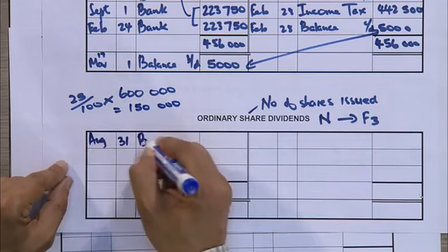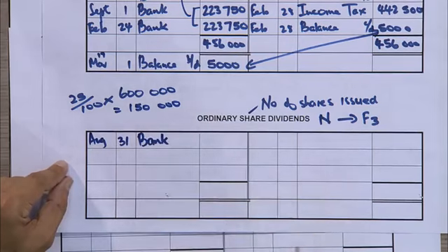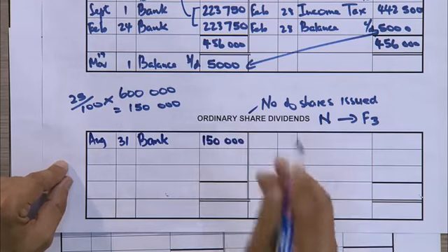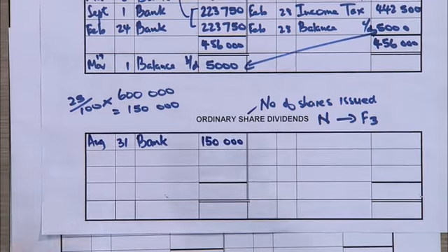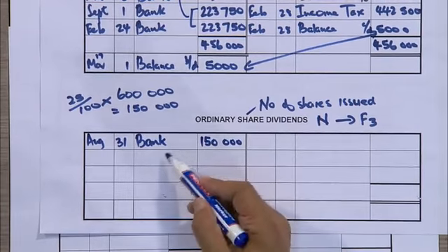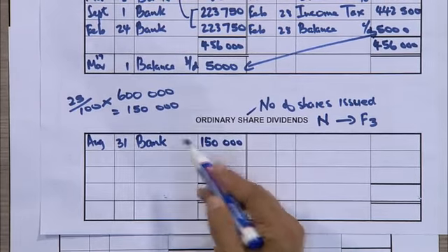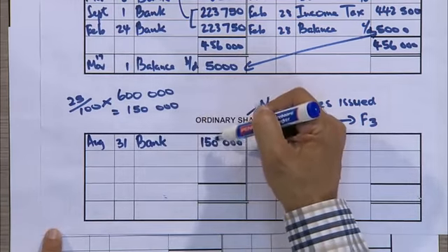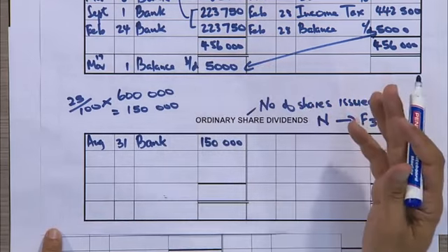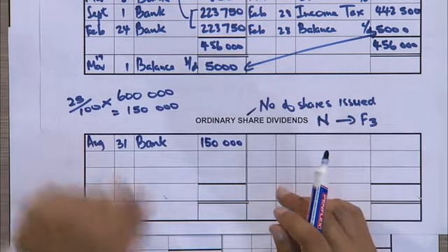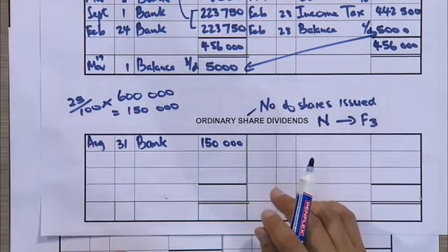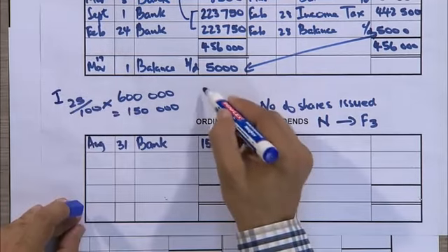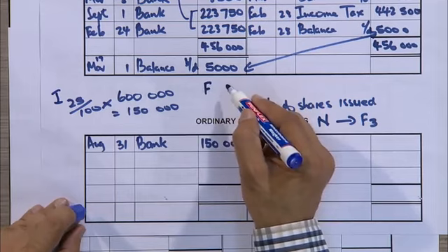Now this is happening on August 31st, and we are paying this, so it will be bank 150,000. Okay, so it's again just bank because we're paying. It's an interim dividend. To get the amount, it's 600,000. They tell you that the extra 400,000 shares you've issued don't qualify for dividends, so you only take the 600,000.